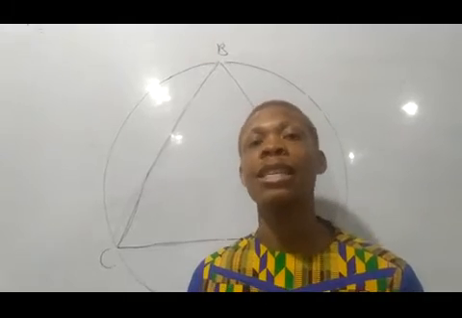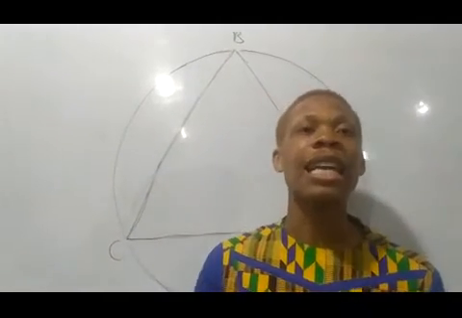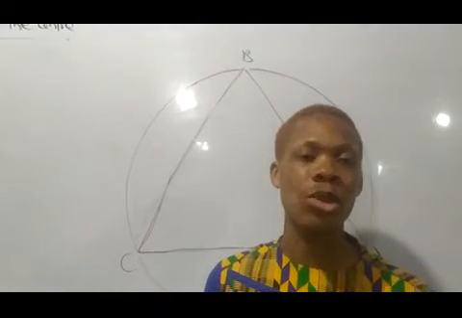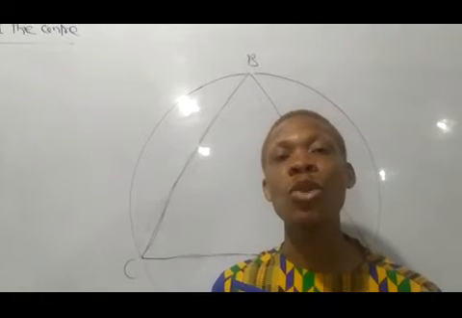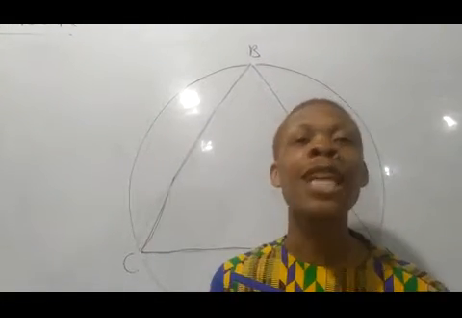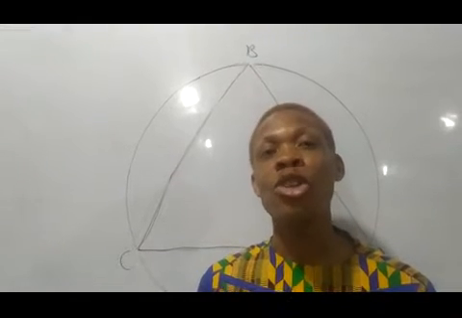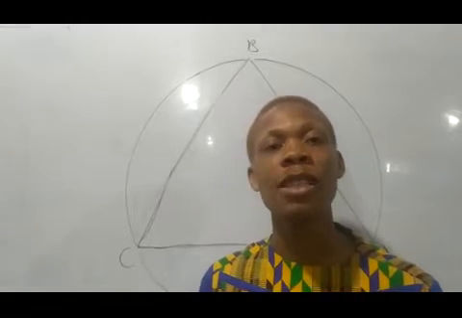Angle O is subtended at the center by chord so and so. Angle K is subtended at the circumference by chord so and so. In that manner. So I'll give you just 1 minute for you to do that exercise for me. Make sure you follow all the steps that I've given to you.